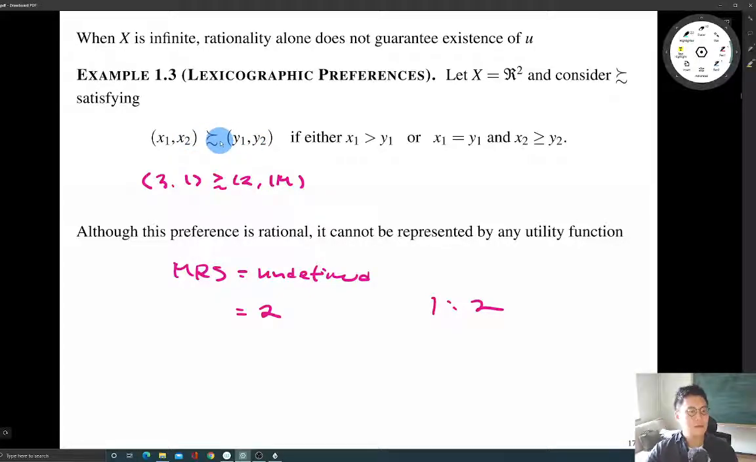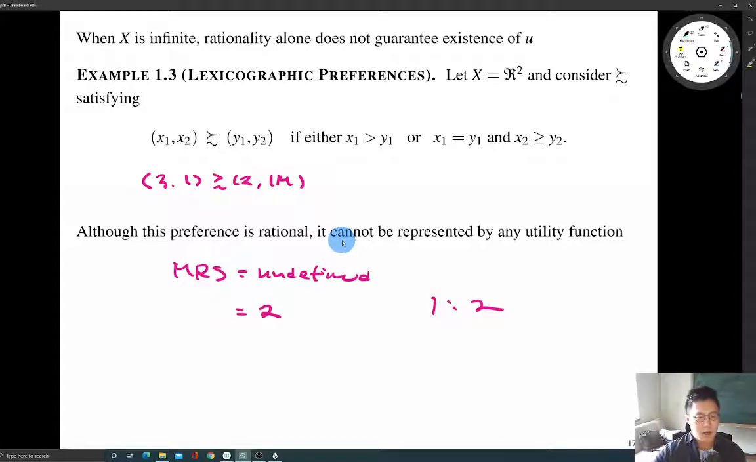So if the consumer is crazy about the first good, just as people nowadays are crazy about real estate, then it's more like this lexicographic preference. You can easily check by yourself this preference is rational. Given any two bundles, the consumer can tell which one is better, and it is transitive. Nevertheless, however, this lexicographic preference cannot be represented by any utility function.